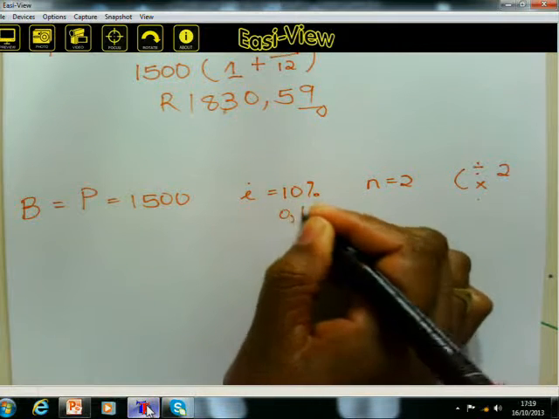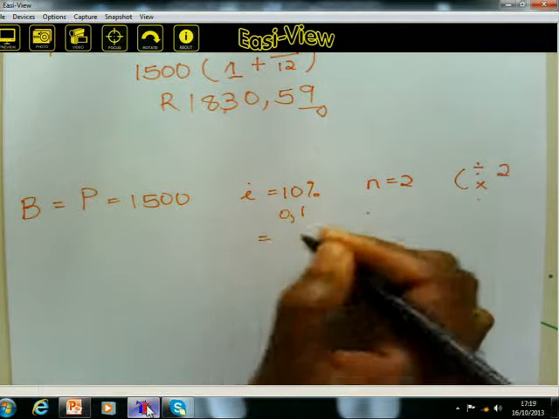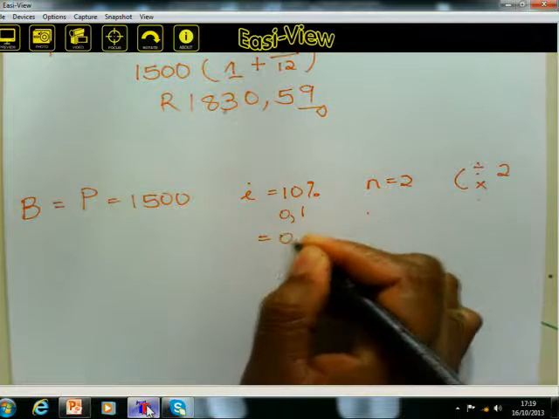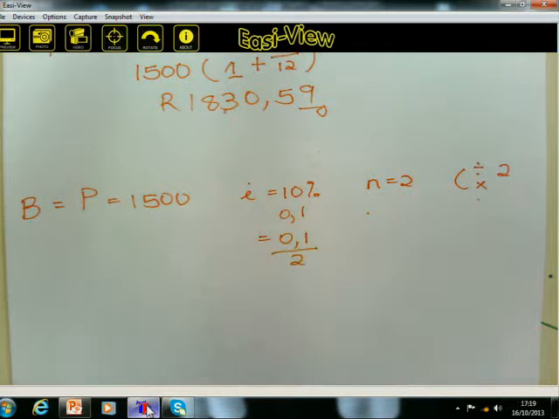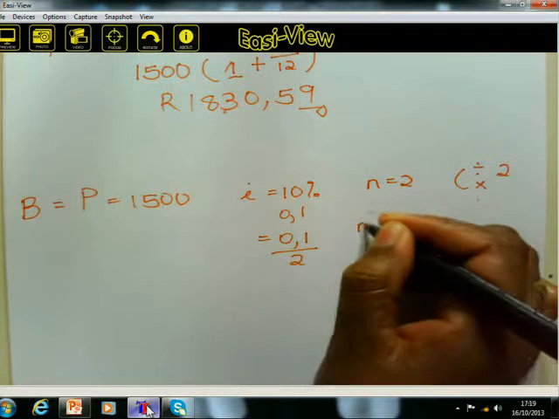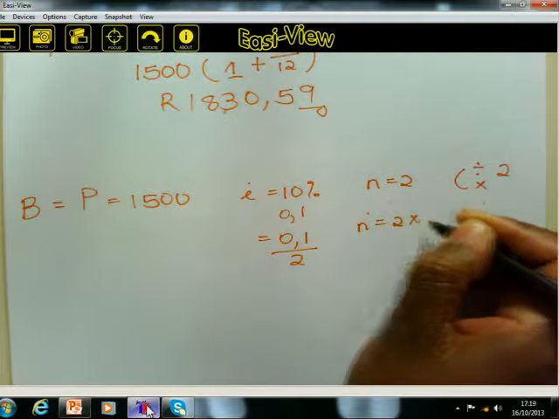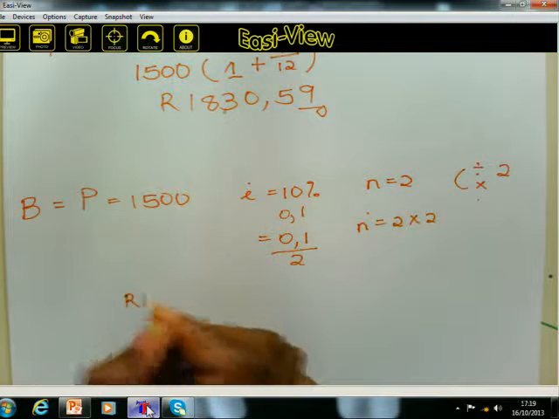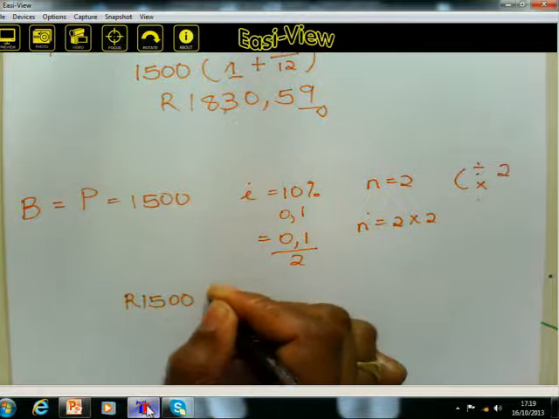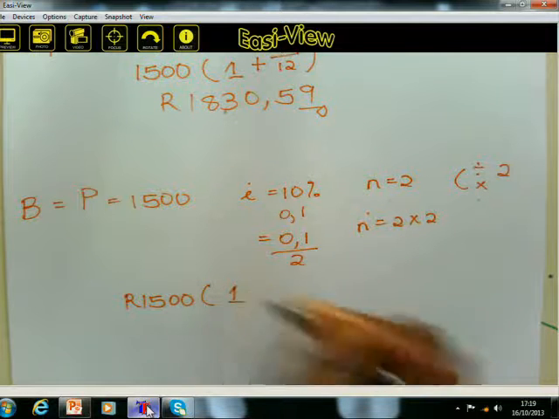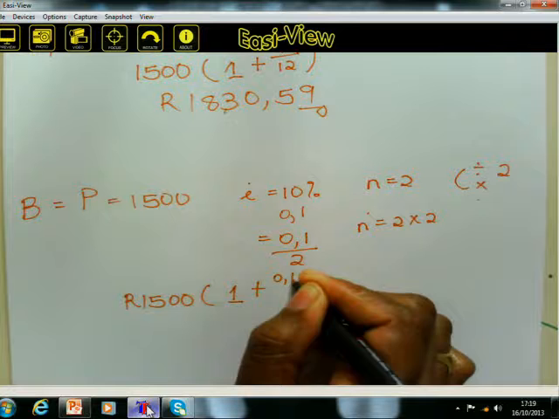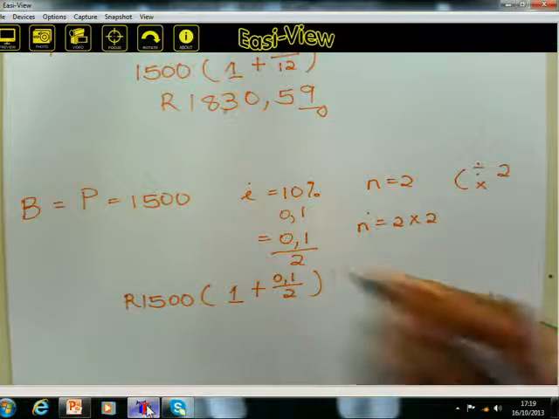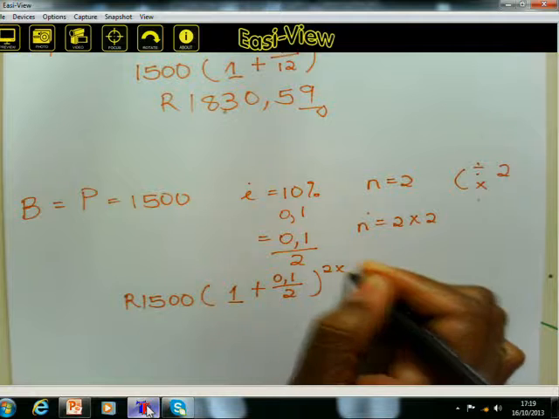10% is the same as 0,1, and we know that our percentage must be divided by 2, so it's going to be 0,1 divided by 2. Again, I'm going to leave it like that. And then our n, it's 2, it must be multiplied by 2. So now let's substitute: 1,500, 1 plus 0,1 divided by 2 to the power of 2 multiplied by 2.